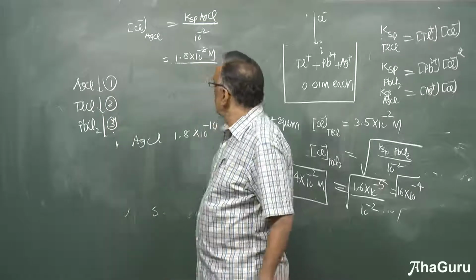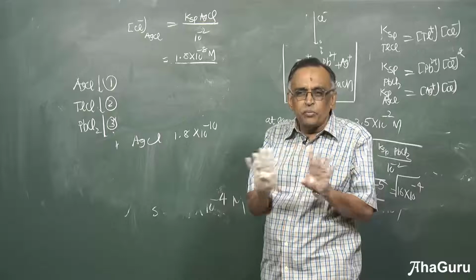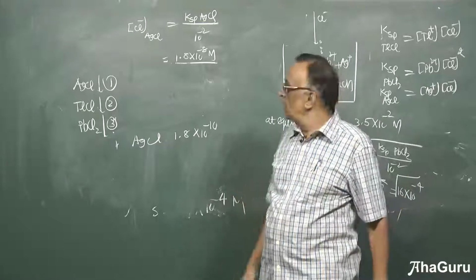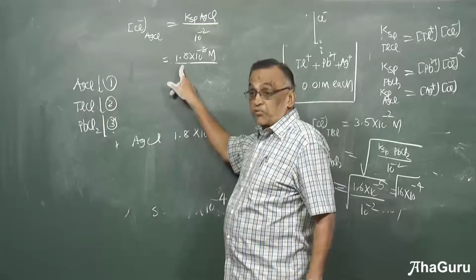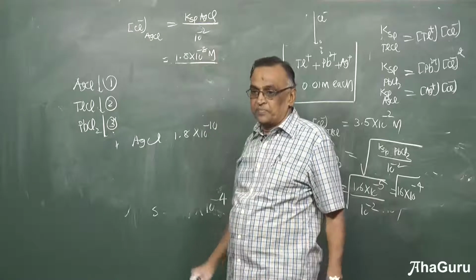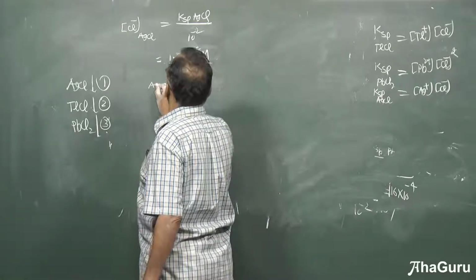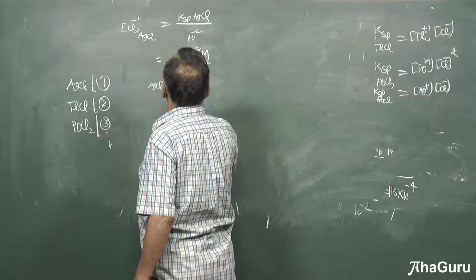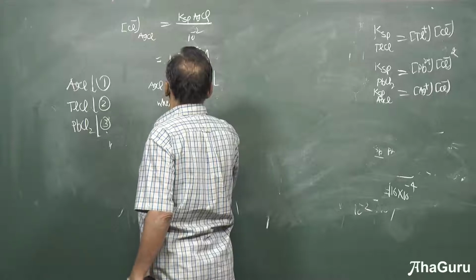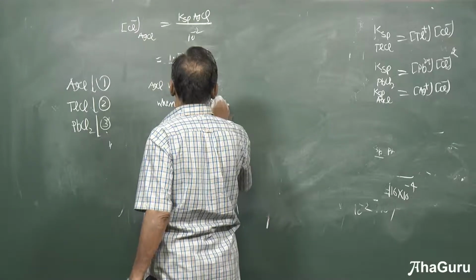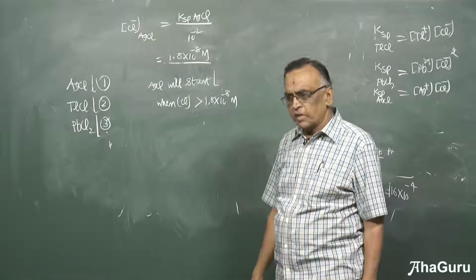Okay. So when will silver chloride really start getting precipitated? See, you should understand this principle properly, because frequently objective questions are asked in this. When will silver chloride start getting precipitated? When the concentration of chloride ion is slightly more than this. Because at this point no precipitation. Why? Equilibrium. Silver chloride will start precipitation when chloride ion concentration exceeds 1.8 into 10 power minus 8 molar. Correct?